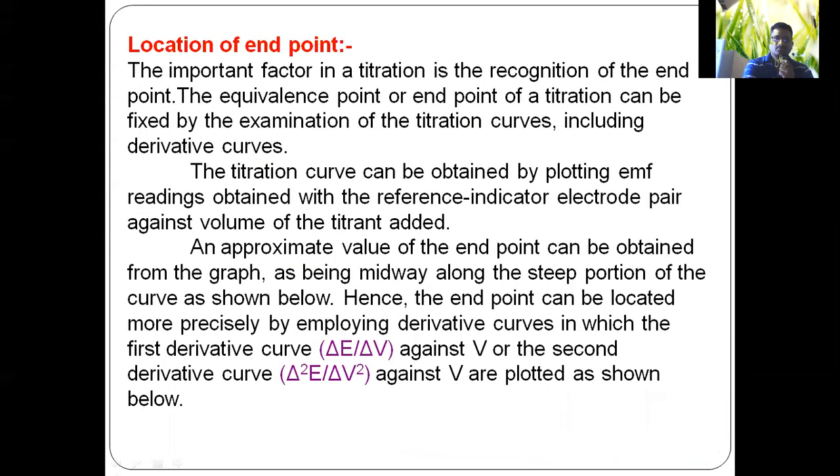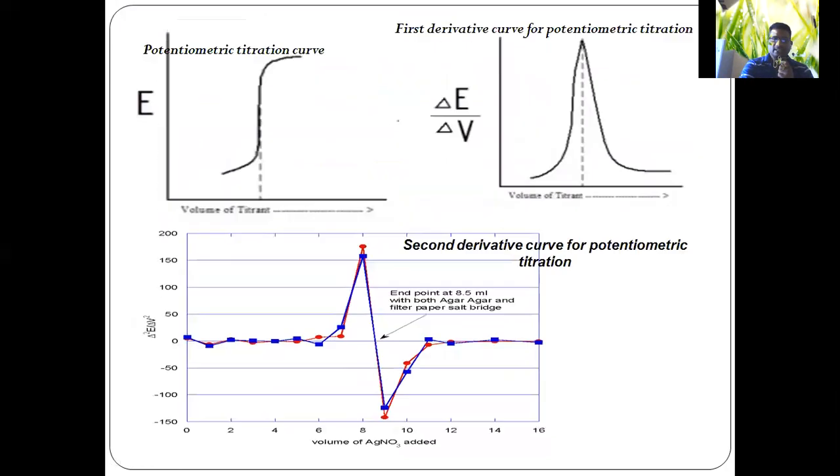So that is why here what we can discuss: an approximate value of the end point can be obtained from the first graph, as being midway along the steep portion of the curve as shown in the graphs. Hence, the endpoint can be located more precisely by employing derivative curves, in which the first derivative curve is taken delta E by delta V versus volume of titrant, or the second derivative curve del square E by delta V square against volume of titrant added. So from these two graphs we can locate the endpoint more precisely.